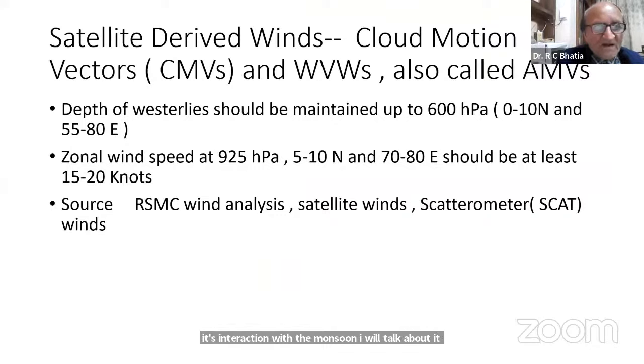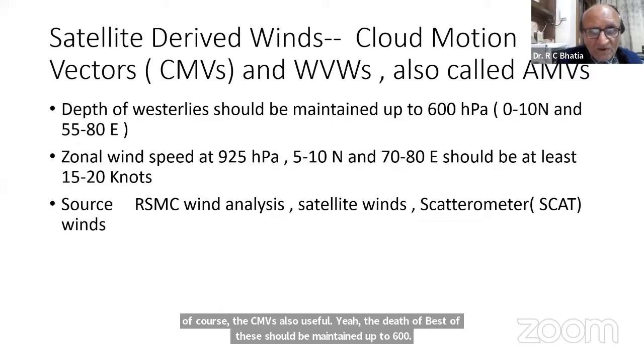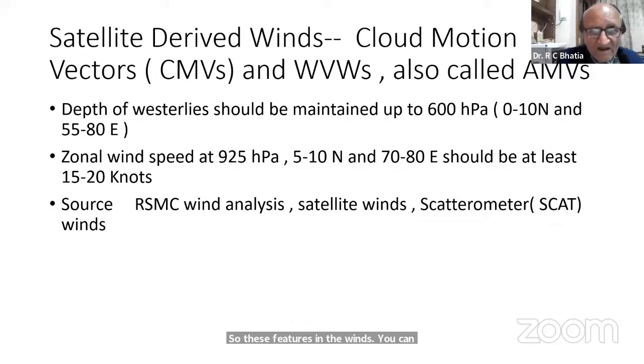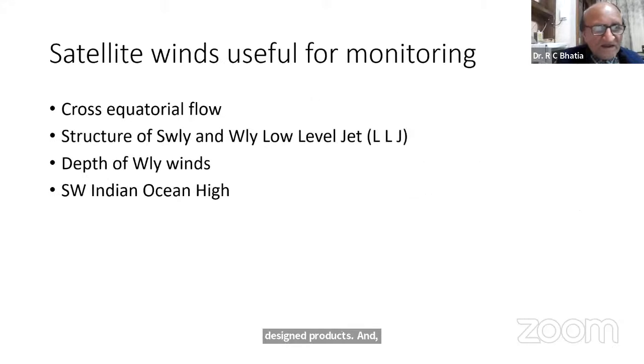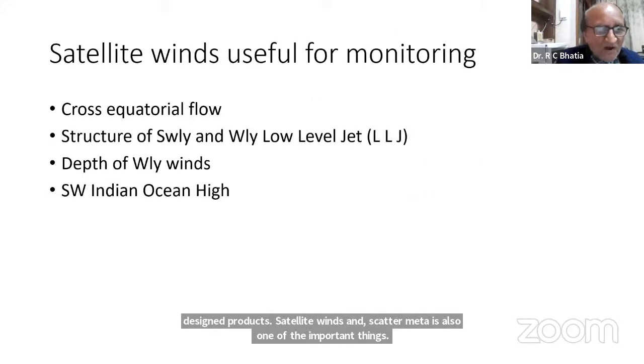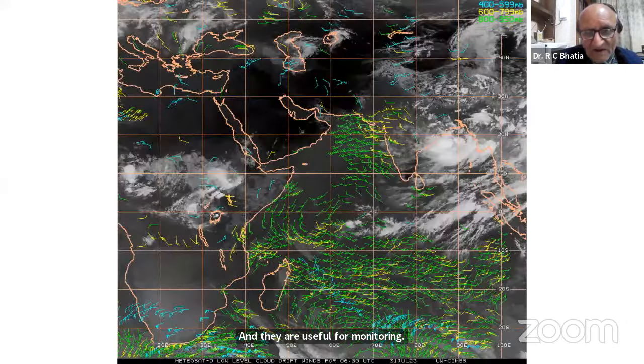And of course, the CMVs are also useful. The depth of westerlies should be maintained up to 600. So these features in the winds, you can see in the derived products. Satellite winds and scatterometer are also some of the important things, and they are useful for monitoring. This is one sample product. You see very strong winds over the Indian Ocean.